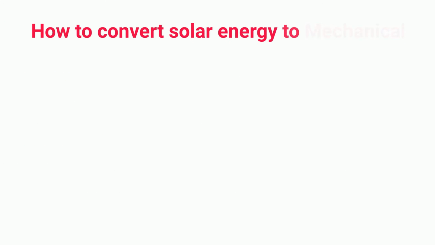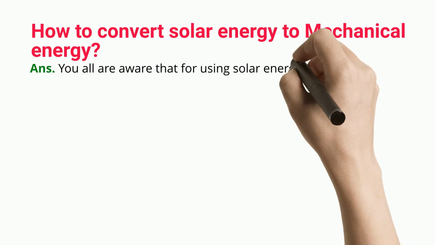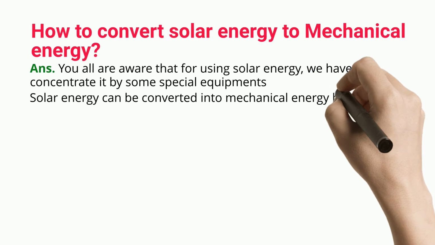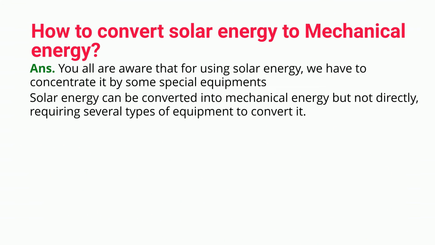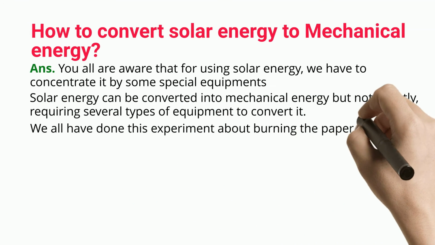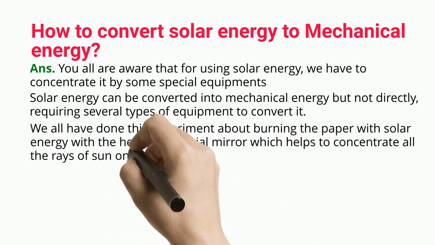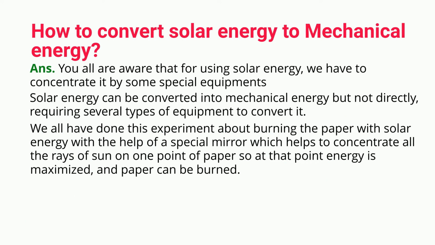How to convert solar energy to mechanical energy? You all are aware that for using solar energy, we have to concentrate it by some special equipment. Solar energy can be converted into mechanical energy but not directly, requiring several types of equipment to convert it. We all have done this experiment of burning paper with solar energy with the help of a special mirror, which helps to concentrate all the rays of the sun on one point of the paper, so at that point energy is maximized, and the paper can be burned.